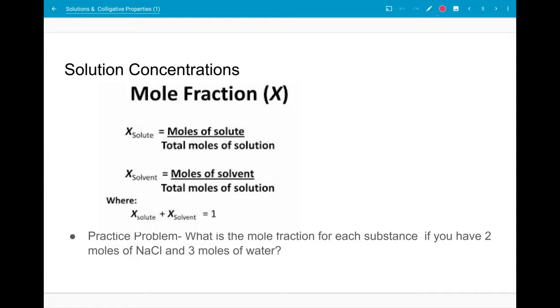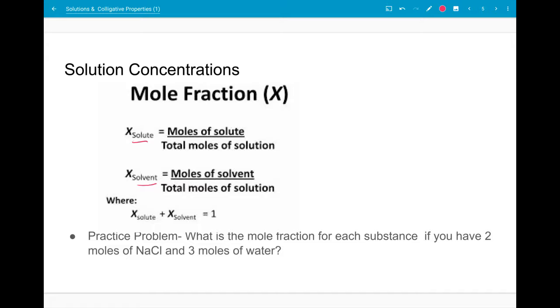So solution concentrations, we also need to know something called a mole fraction. It's represented by the letter X. So if I have only two components, it'd be a solute and a solvent. This mole fraction should add up to 1. It's kind of like the percent composition where you just take the part over the whole.